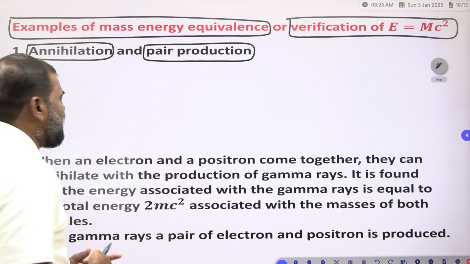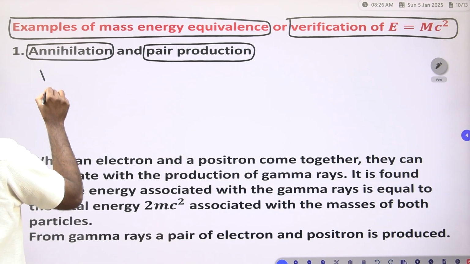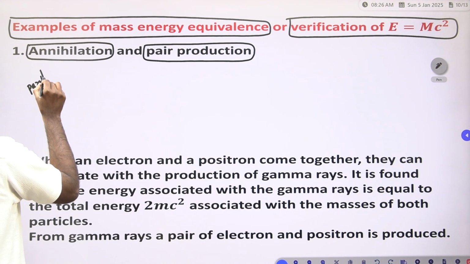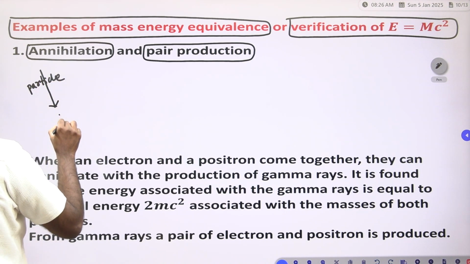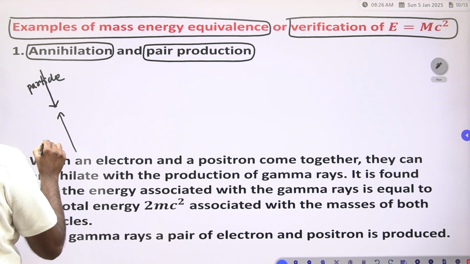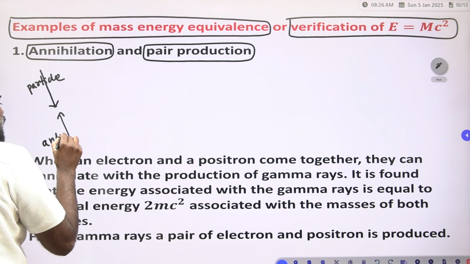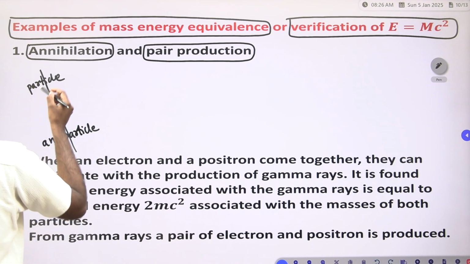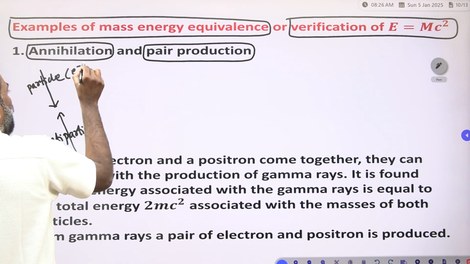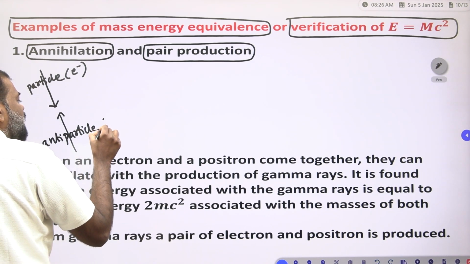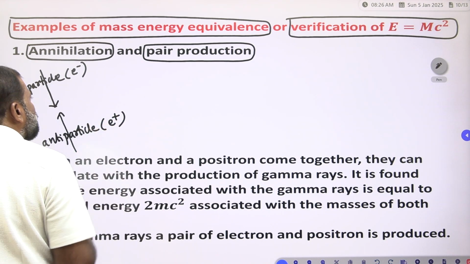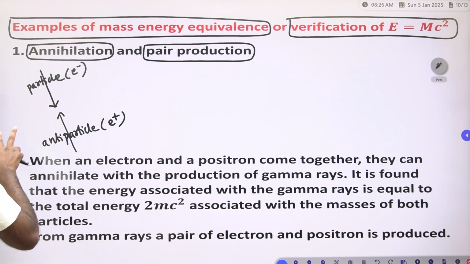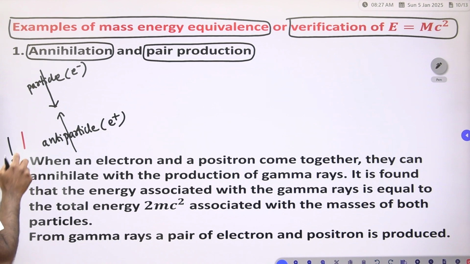First, you have to consider one particle. Another one you have to take as an anti-particle. One is a particle, another one is an anti-particle. If the particle is an electron, then the anti-particle is the positron. Clear?